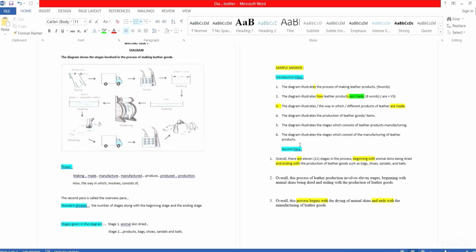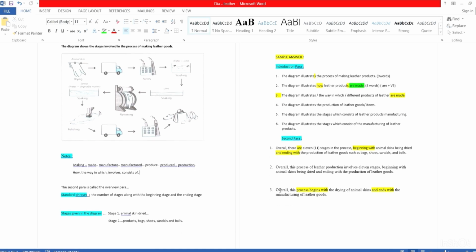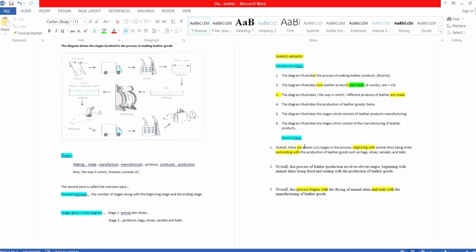How did we write all the different introduction paragraphs? With the word bank here. Right. Now, moving on to the second paragraph, which is the overview paragraph. So let's revise the notes again. The second paragraph is called the overview paragraph.